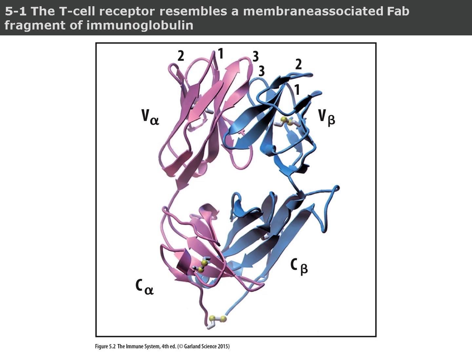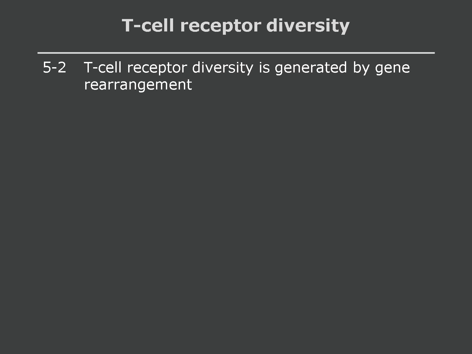Loops in the variable regions, labeled 1, 2, and 3, are the complementarity determining regions. These loops interact directly with the antigen. This structural similarity reflects the shared evolutionary origin of T-cell receptors and antibodies, even though they recognize antigens in different contexts. T-cell receptor diversity is generated by gene rearrangement.